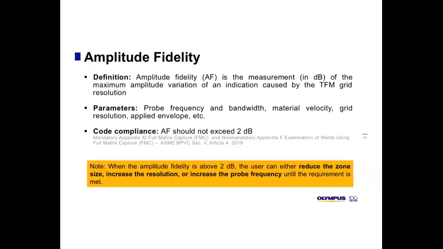The code compliance: amplitude fidelity should not exceed 2 dB according to the ASME code. Of course, it's in the Appendix F, examination of welds using full matrix capture. Note, when the amplitude fidelity is above 2 dB, the user can either reduce the zone size, increase the resolution, or increase the probe frequency until the requirement is met.